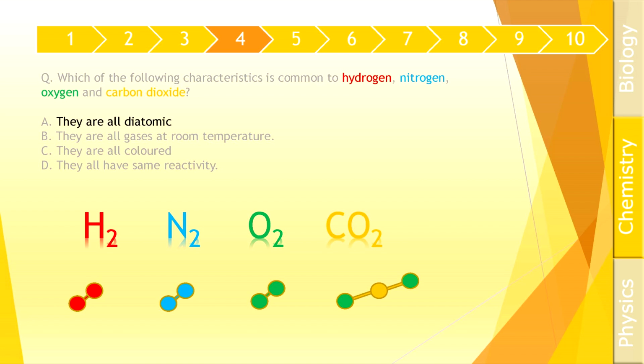Now coming to first option, it says that they are all diatomic. This is obviously wrong as CO2 has 3 atoms. Second option says that normally they are gases. This is true. Next option says that they are colored. However, all of them are transparent, which makes it a wrong statement. Last option says that they all have same reactivity. This is also not correct. It is evident by the fact that nitrogen has triple bond, which makes it more stable and less reactive than oxygen and hydrogen. So that brings us to option B as our correct answer.